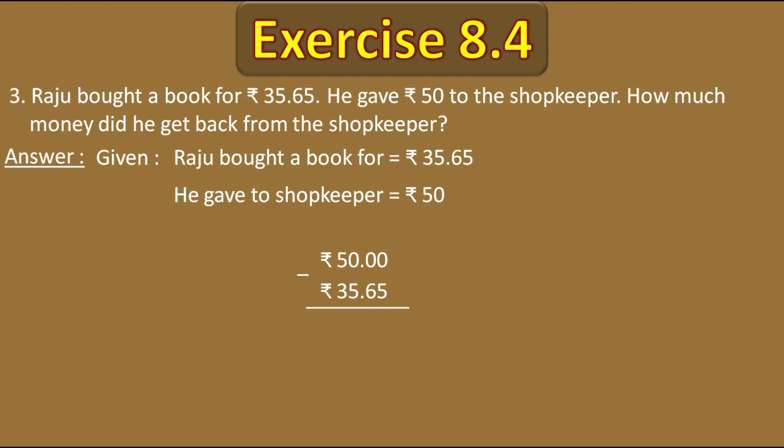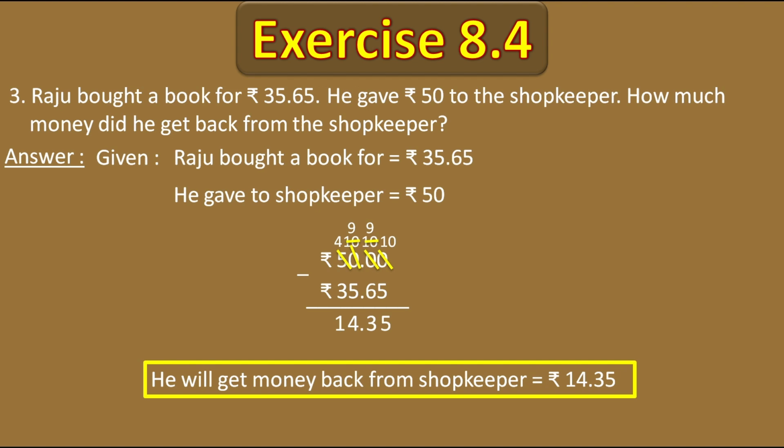So now to make this zero 10, we have to take 1 from this 5. So this became 4 and this 0 became 10. Now this 10 will become 9 and this 0 will become 10. Again the same, this 10 became 9 and this 0 became 10. Now 10 minus 5 is 5 and 9 minus 6 is 3. 9 minus 5 is 4 and 4 minus 3 is 1. So the money he will get back from the shopkeeper is rupees 14.35. Okay.